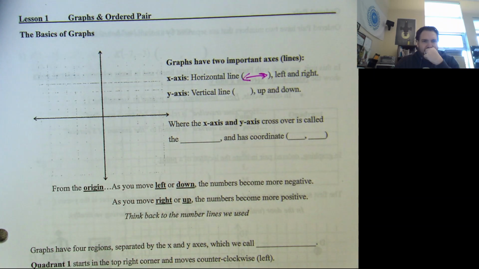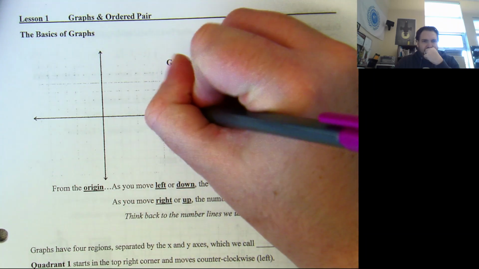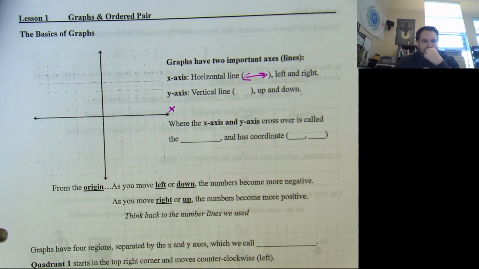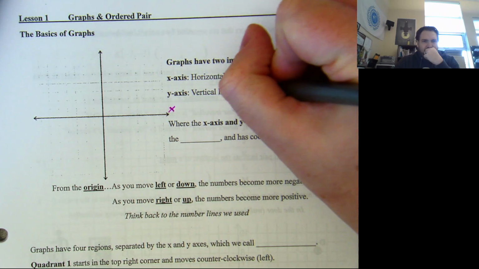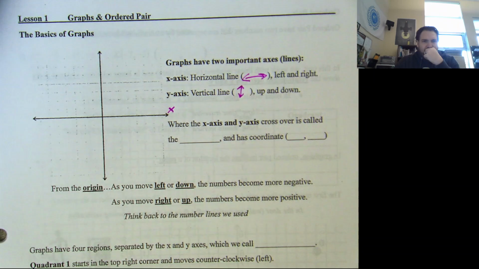The first one. Flip to the front. No, I think you just have it backwards. So we're going to label that one down here x. The y-axis is the vertical, and looks like this.